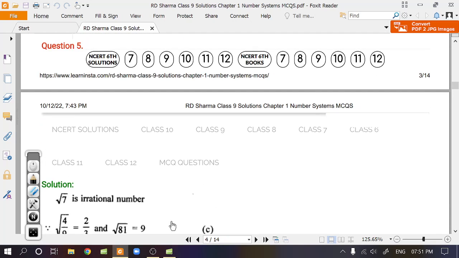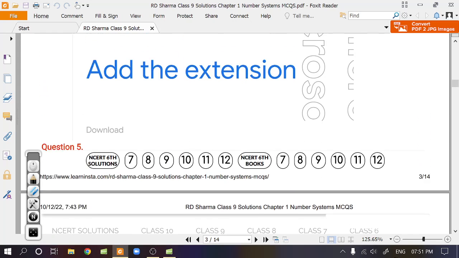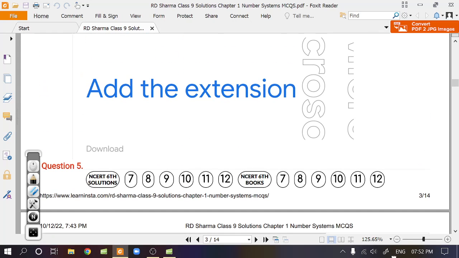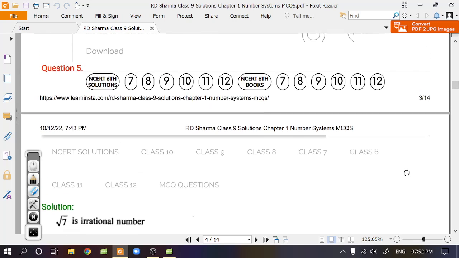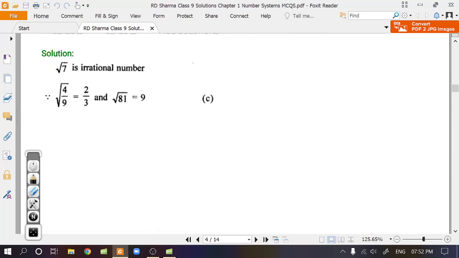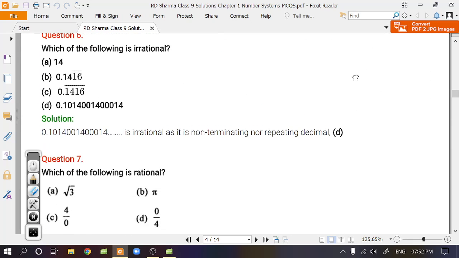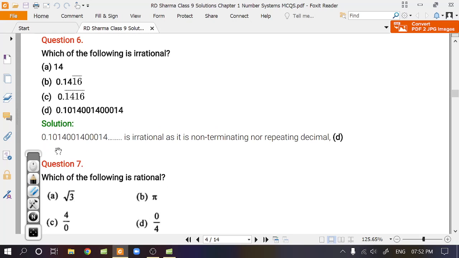Where is the question? Question 5. Which of the following is irrational? See, question 5 is missing here, Akshita. I'm sorry for that. I think it's not there. Question 6 is there. See, we can solve it here itself. Why go somewhere else and copy there. Which of the following is irrational?